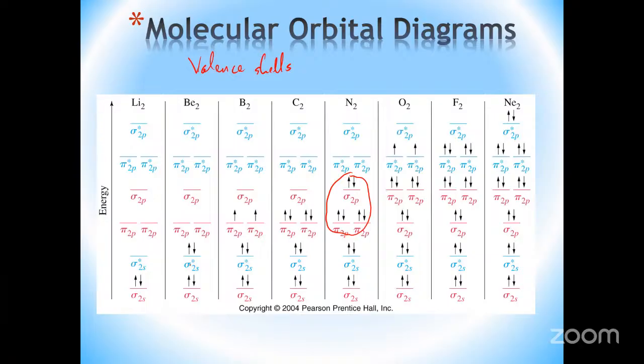sigma 2s, all right? And then now, to get from beryllium to boron, you need to have two more electrons. Where will those electrons go? Those electrons will all go into the pi 2p orbitals that you see here, right? So that's what we end up with right here.